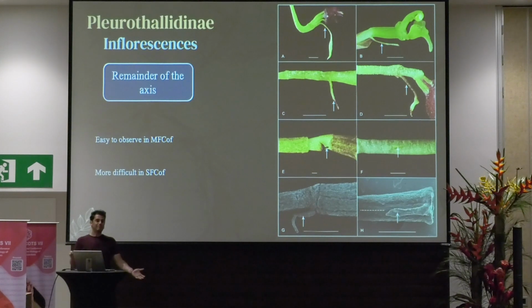So in Pleurothallidinae, this is the remainder of the axis. I know probably some of you have seen this in the inflorescence of Pleurothallidinae. It's very, very small, and it's found at the apex of the inflorescence in different shapes. A characteristic of this vestigial structure is that sometimes it is fused to the pedicel. As you can see in the same images, these cells belong to the vestigial structure, and this is the pedicel.